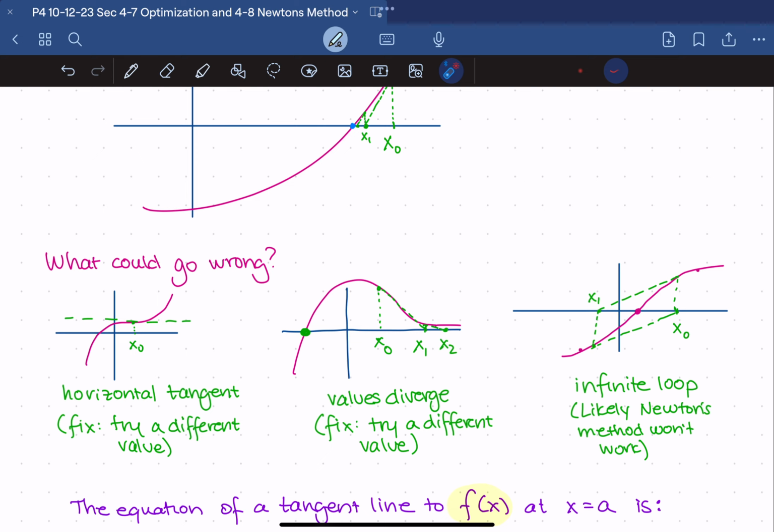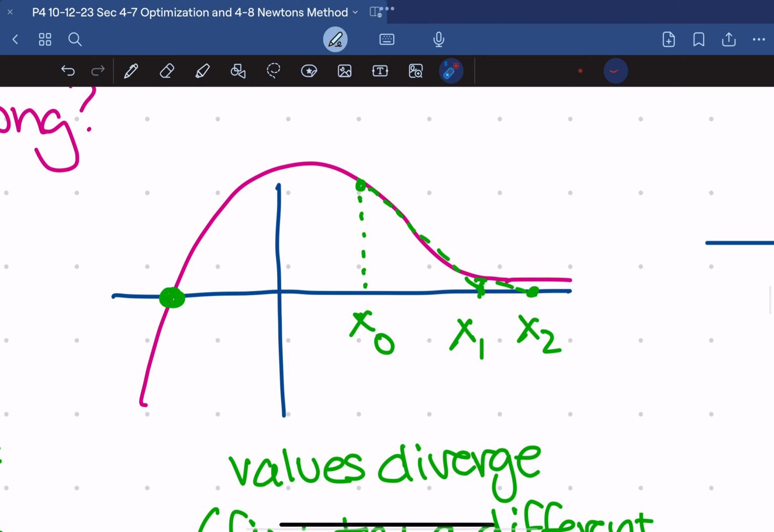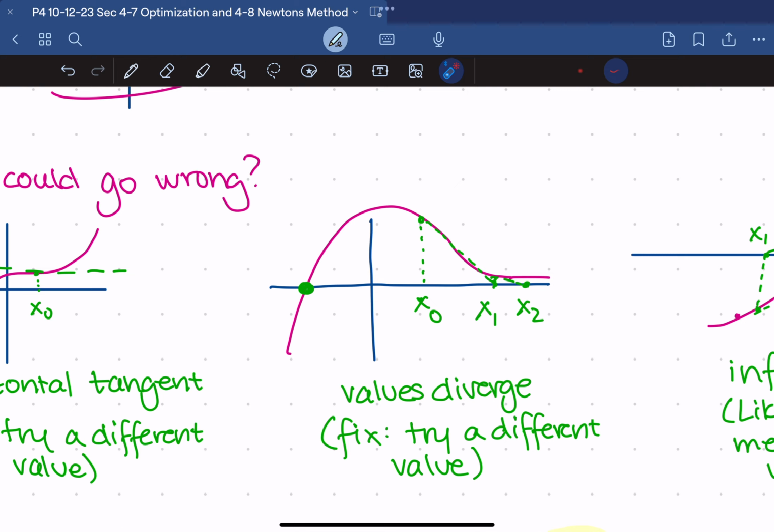If the values diverge, let's say like we have this example here. I want to find this value. I started over here. I'm going to zoom in on this one. I started over here. There's my corresponding y value. I find the tangent line. That's where it intersects the x-axis. I find a new y value, find that tangent line. You can see that these values are just going to get me further and further away from where I want to be. And so if that happens, if you find that your values just increase or decrease without bound, they don't seem to be approaching a number, pick a new value.